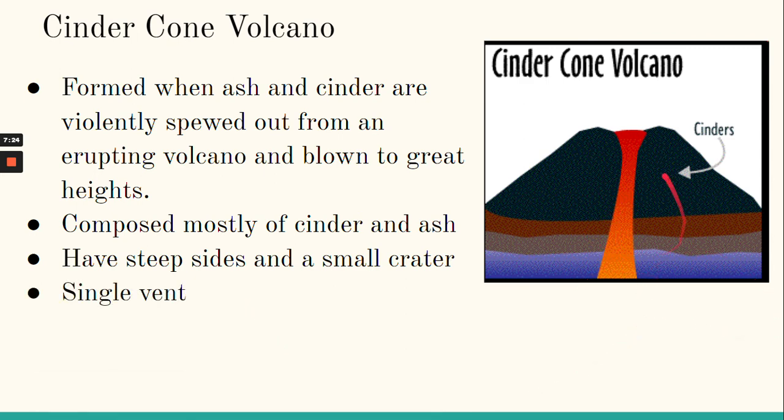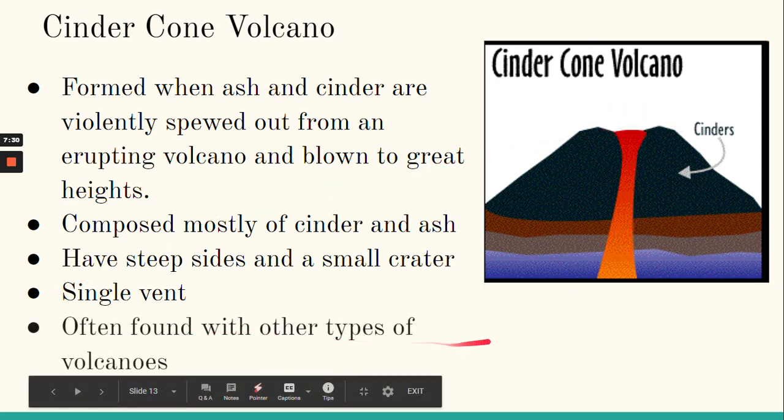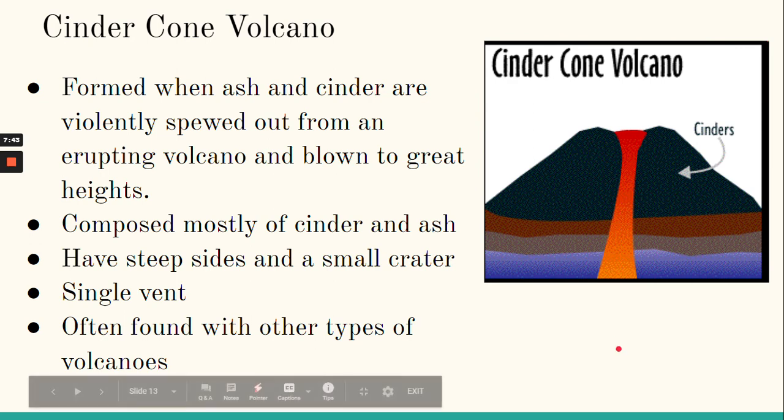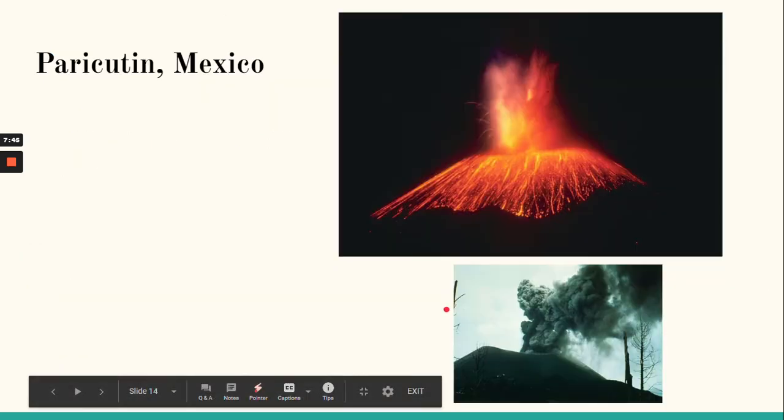So the lava and the other things coming out of this volcano are only coming out of one location right at the top. And these are often found with other types of volcanoes. So you can find different kinds of volcanoes in different areas. Hawaii is mostly made of shield volcanoes. Hawaii is located over a hot spot, but there are cinder cone volcanoes also located in Hawaii.